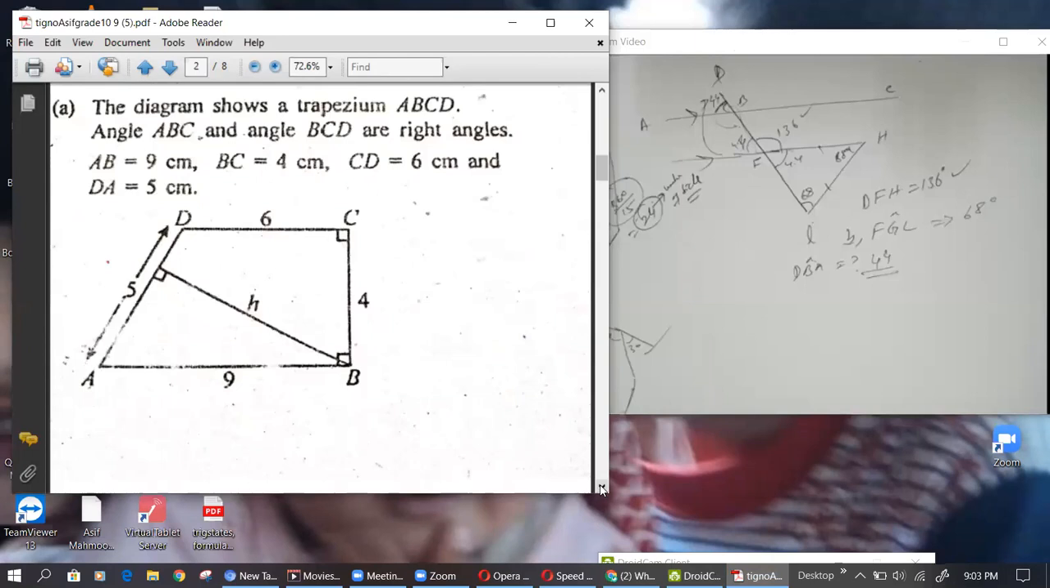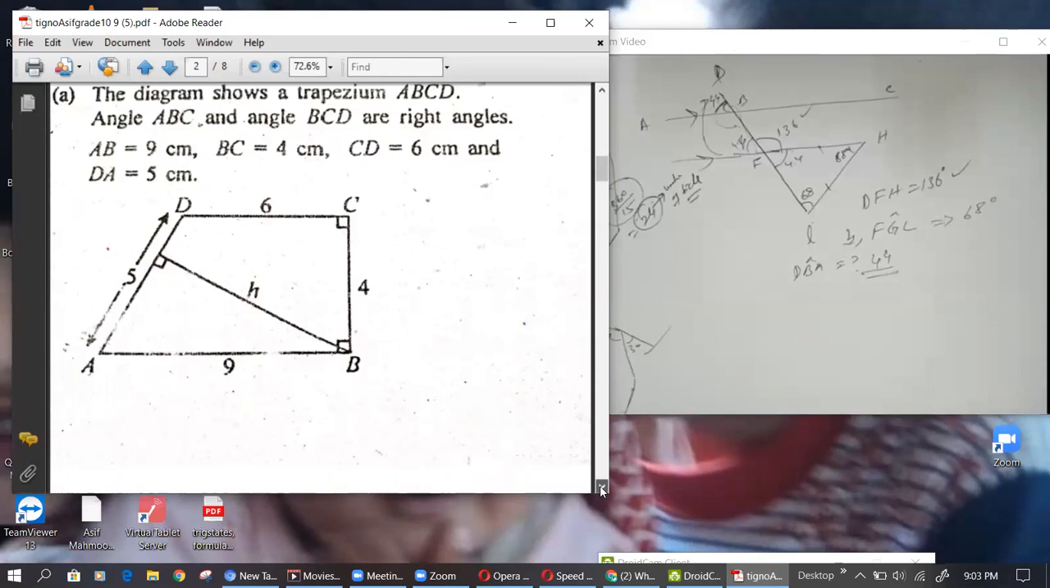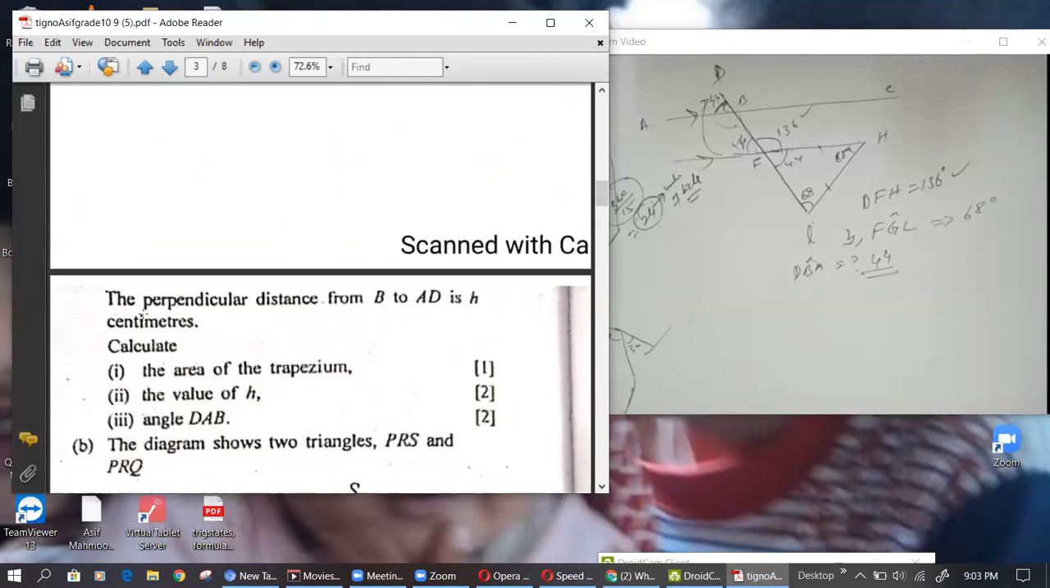In this question, they will give the information about which two sides are parallel. This is a trapezium. Trapezium means two parallel and two non-parallel sides, right? In this question you have to find the missing angles inside. You will calculate the perpendicular distance from B to AD as h, the area of the trapezium, and the value of h. Everything you need to calculate.